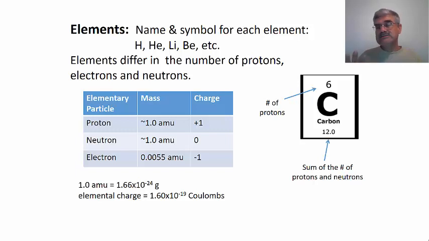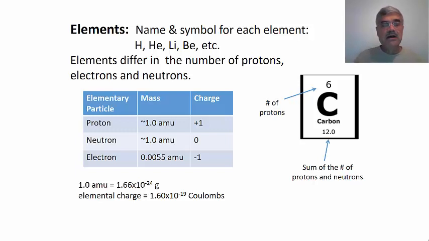Shown on the right is a typical representation, like on a periodic table, of the element carbon, where we show that it has 6 protons, and we also show something called the atomic mass units, 12 in this case, which is the sum of the number of protons and neutrons. Now, we haven't really explained what protons and neutrons and electrons are, but we have to start somewhere.